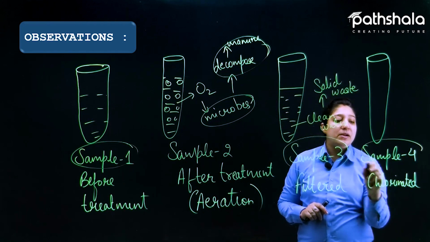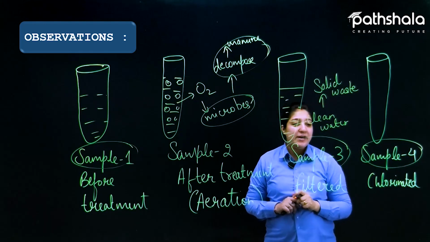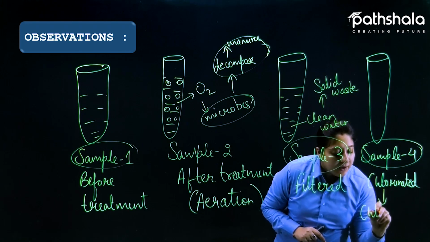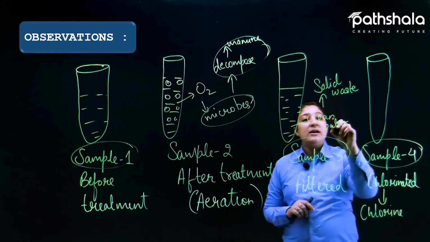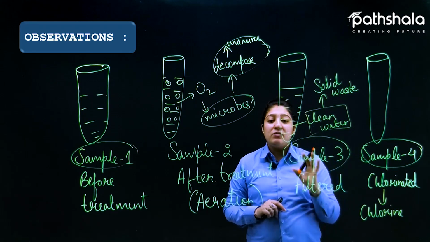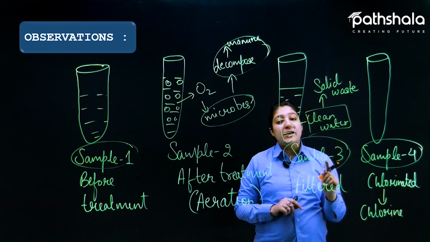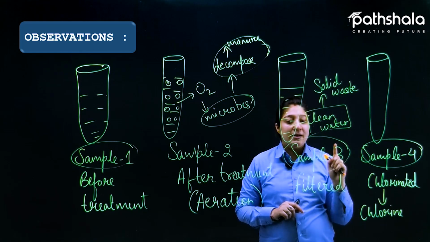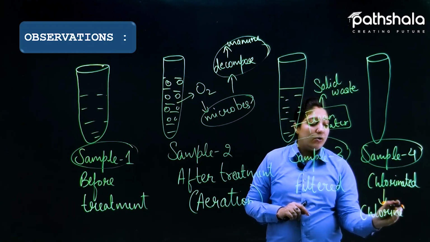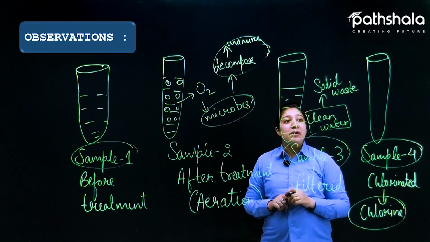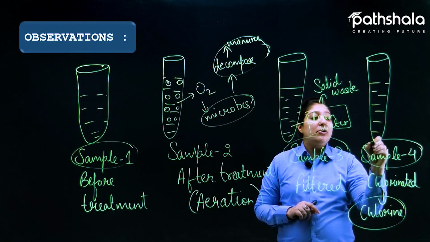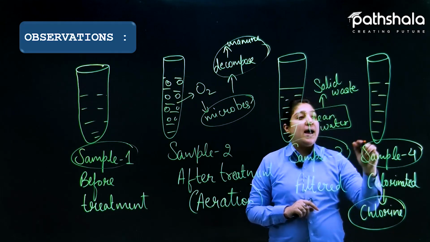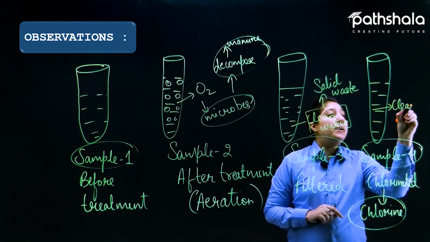Now, the last sample was our sample 4, that was chlorinated. Now, when chlorine is added into the water, when we see sample 3, the water is clean, but the microorganisms are still present in the water, which are not seen by the naked eye, right? Now, when we add chlorine into sample 4, our last sample, all the microbes present in this sample will die off, and at last we are going to get proper clean water.